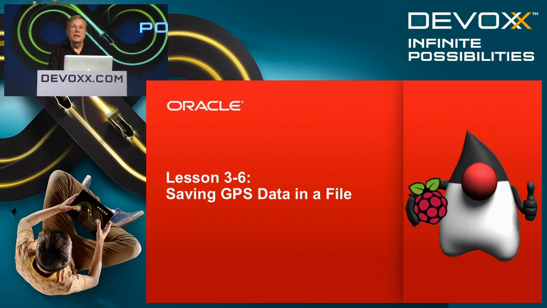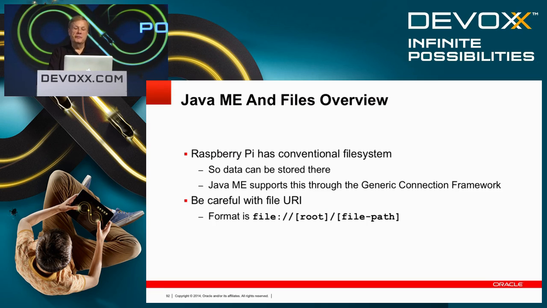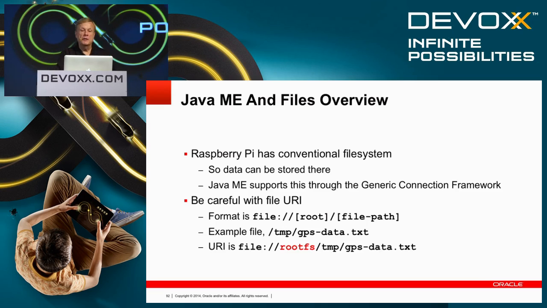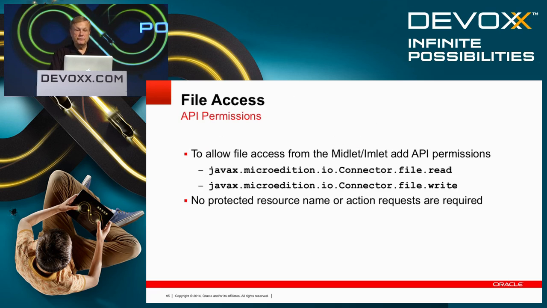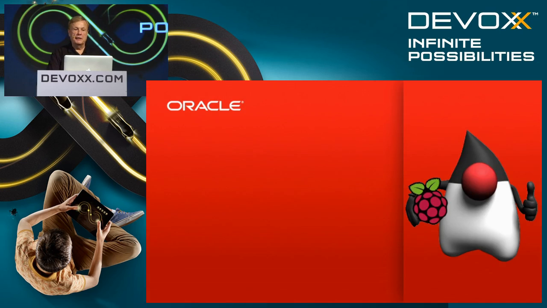Also, you could store data if the embedded device has a file system. You could store the GPS data in a file, and you just need to be careful with the file URI, in that you need to say file: and then give it the root of the file system. And that's part of the Generic Connection Framework that's also part of Micro Edition. The Generic Connection Framework allows you to connect to files, to HTTP, to raw sockets, to streams, any kind of stream. And so that's the file connection. Then you also need to give it permissions to be able to read and write to files.